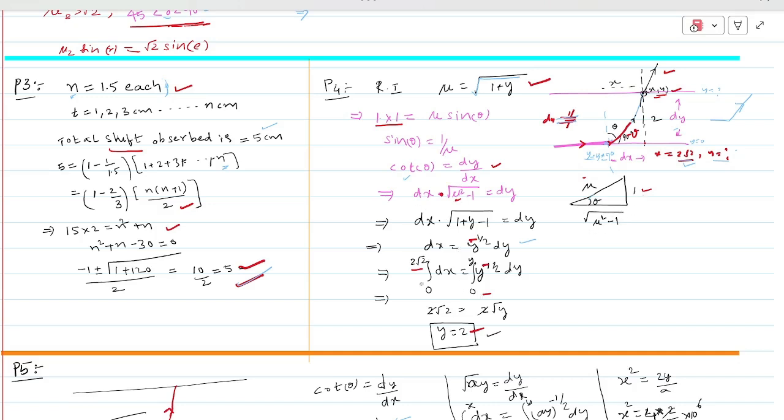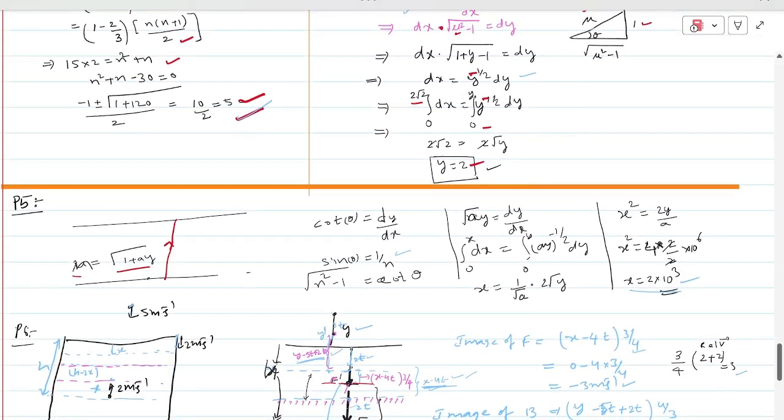Then to find y, integrate from x equal to 0 to root 2 and y equal to 0 to y. Similarly here also. So one more application, same as that. But here mu is given as root over 1 plus a y, it is changing, and the value of a is given to find the x value.